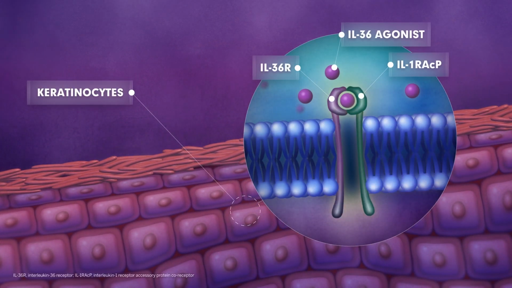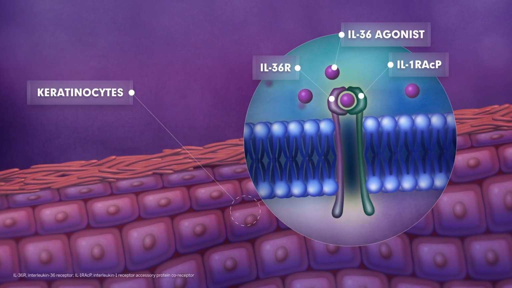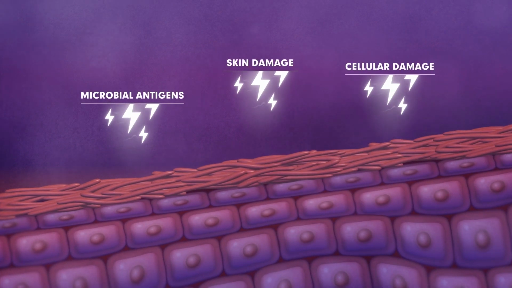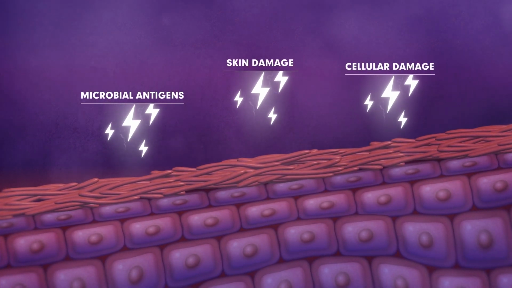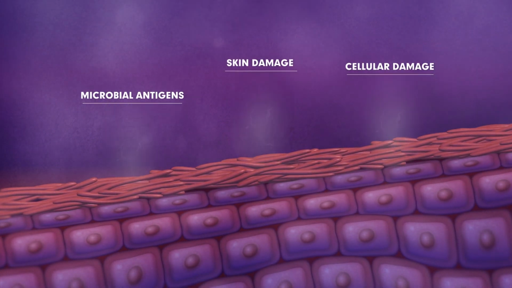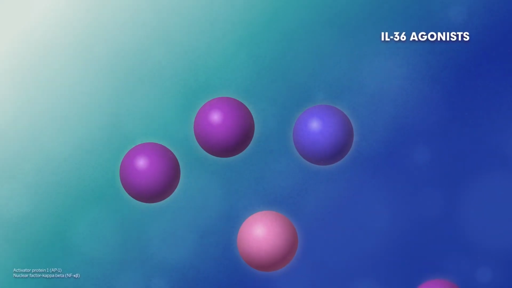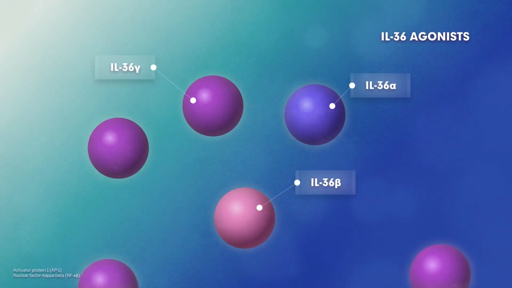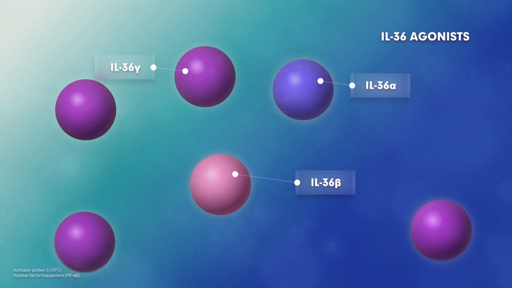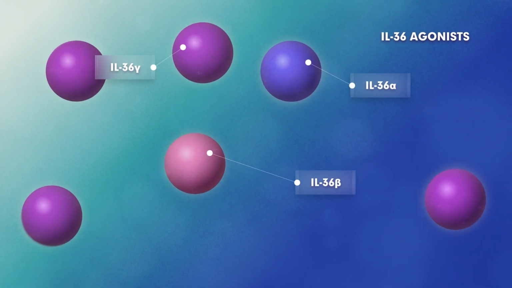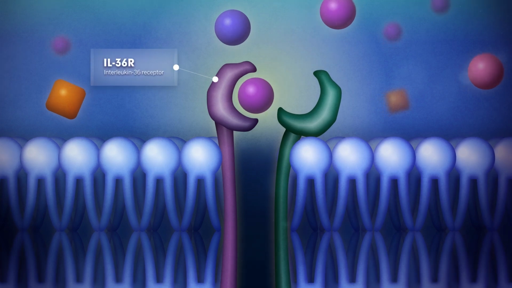In the skin, interleukin-36 receptors are expressed in keratinocytes. A precipitating event triggers interleukin-36 expression in the keratinocytes. Interleukin-36 receptor activation occurs via binding of interleukin-36 agonists alpha, beta, and gamma to the interleukin-36 receptor.